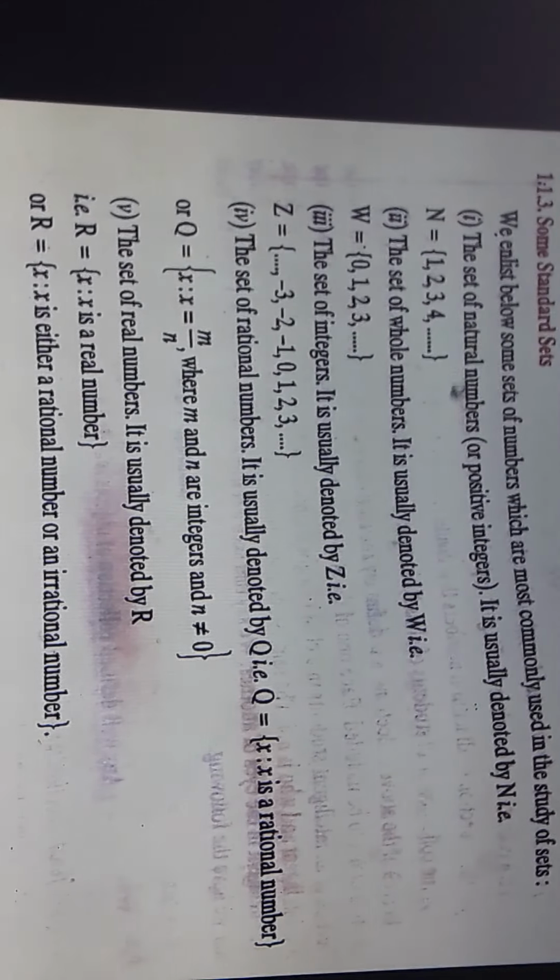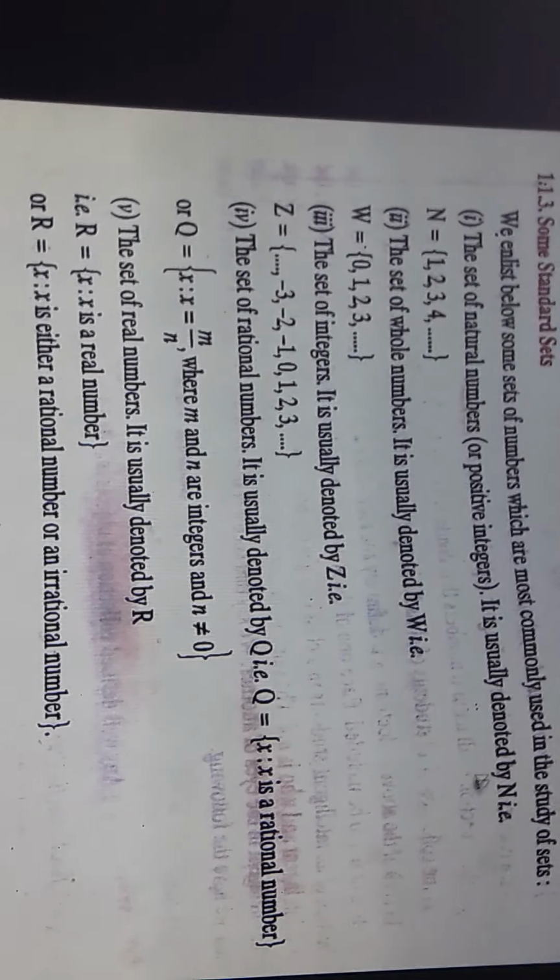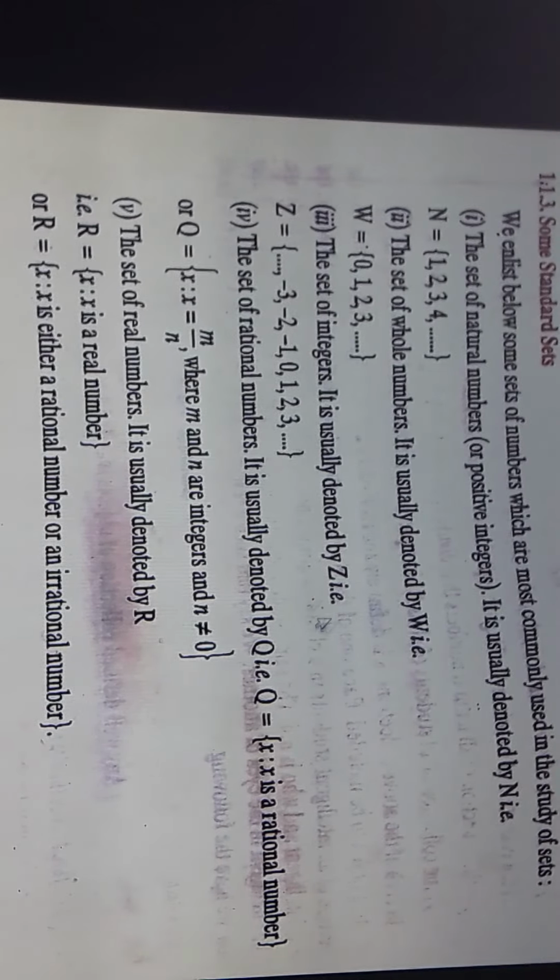The set of natural numbers is usually denoted by capital letter N. N = {1, 2, 3, 4, and so on}. The set of whole numbers is usually denoted by W. W = {0, 1, 2, 3, ...}. The set of integers is usually denoted by Z. Z = {..., -3, -2, -1, 0, 1, 2, 3, ...}.